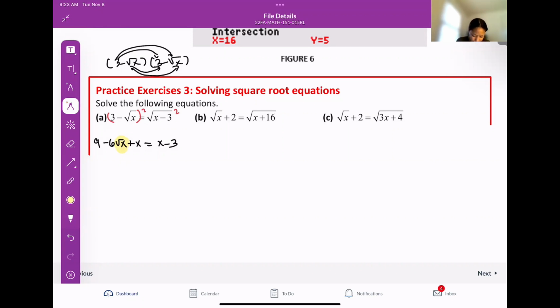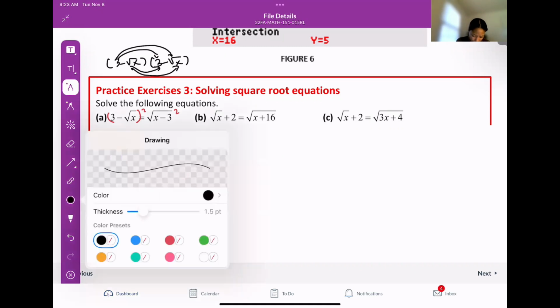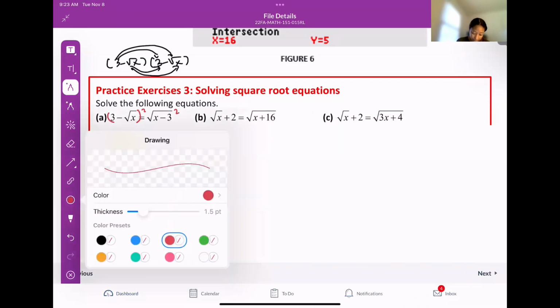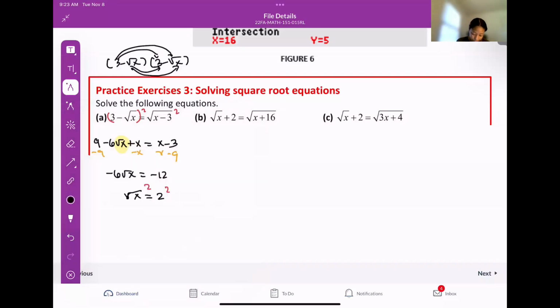Okay, so from here, we need to subtract x from both sides. Might be helpful if I write this out down here. We're going to subtract x from both sides and subtract 9 from both sides. That'll leave us with negative 6 root x equals negative 12. And then if we divide both sides by negative 6, the square root of x is equal to 2. And then we can square again. Squaring both sides gives us x is equal to 4.